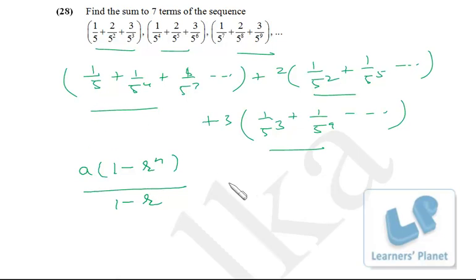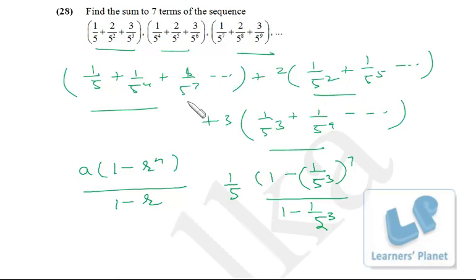Okay, so a is 1 upon 5 over here. The common ratio r will be this divided by this, so that is 1 upon 5 cube. The sum is a times 1 minus (1 upon 5 cube) raised to 7, upon 1 minus 1 upon 5 cube. Similarly over here the first term is 1 upon 5 square. The common ratio will be 1 upon 5 cube. The numerator will be just 1 minus 1 upon 5 cube raised to 7. Over here also the common ratio will be 1 upon 5 cube.